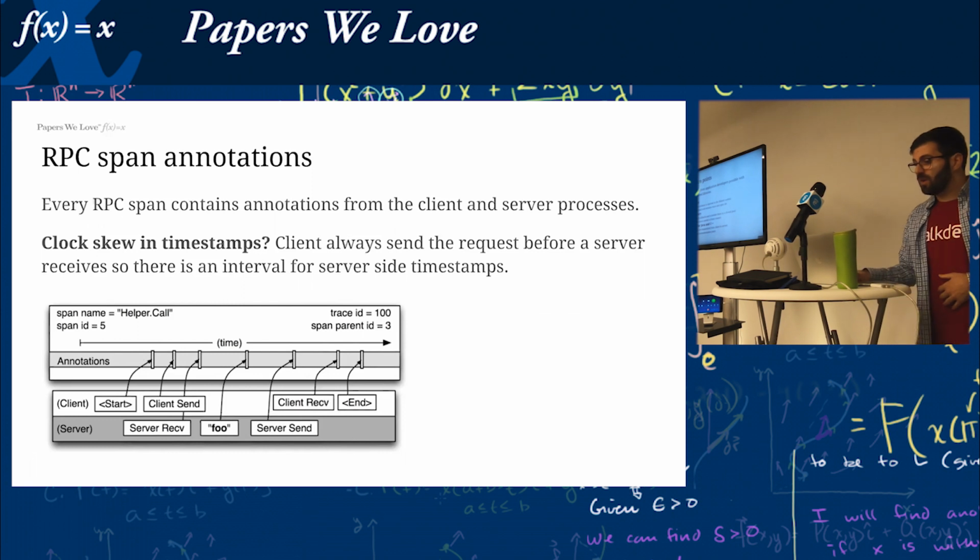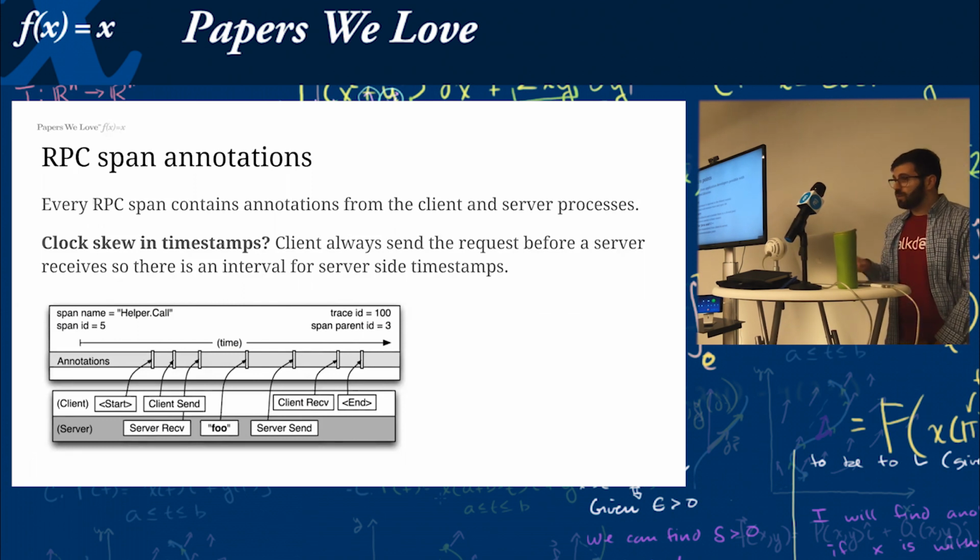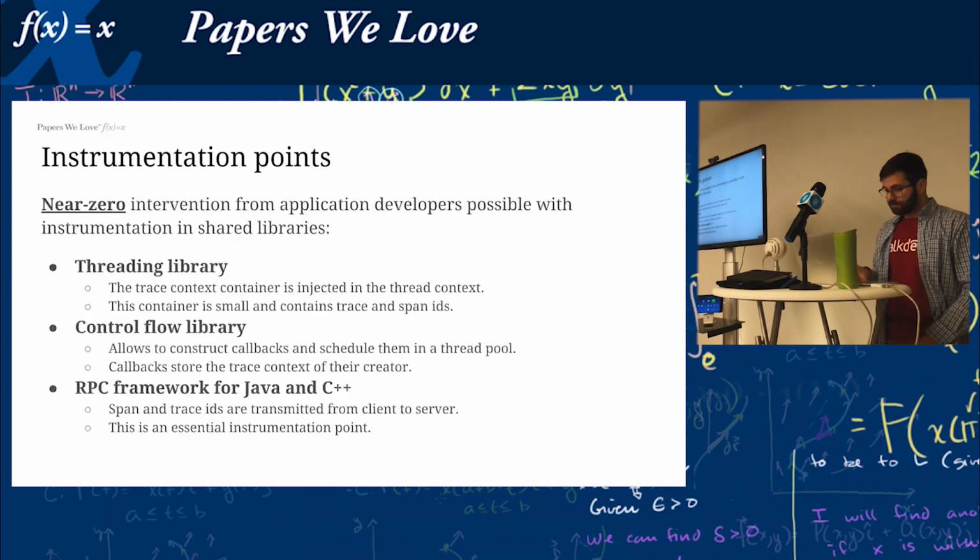Okay, so as I said, this was possible with shared libs, with near zero intervention from application developers. It was mainly just upgrading a shared lib to a new version. Talking more in particular about the threading library, the paper doesn't detail a lot what this does in particular in the architecture, but basically in the thread, the tracing context is injected. The trace ID and the spans are injected in the threading library.